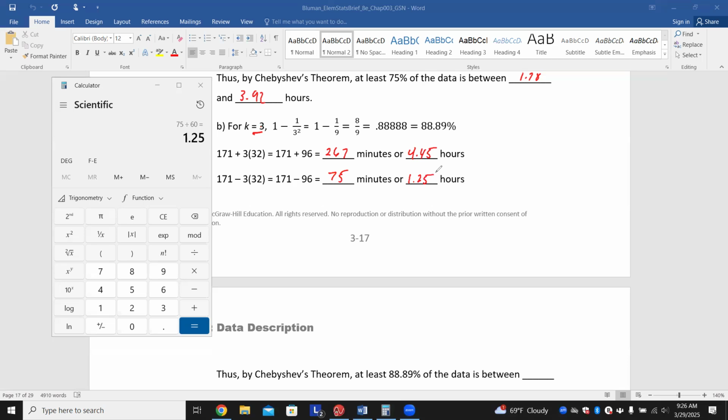Therefore, now I can argue that 89% of Americans watch online stuff for between 1.25 hours and 4.45 hours a day. That's basically what that is stating. So that's using Chebyshev's theorem to get a rough estimate of the amount of data and where it should fall. This is not saying that's where it is going to fall, but we can roughly say this is where it's going to fall.